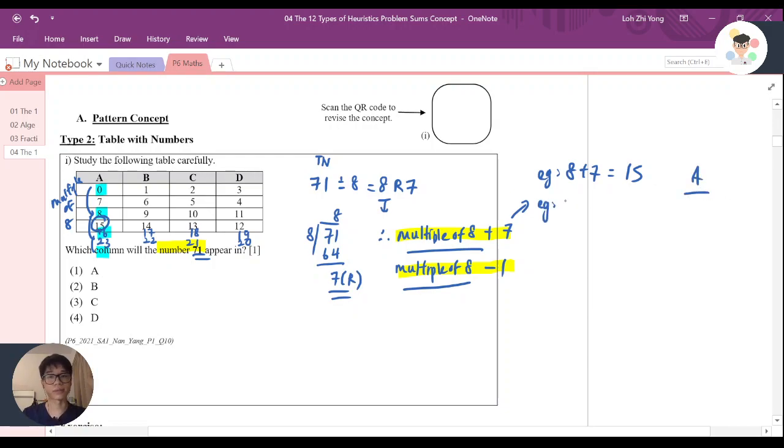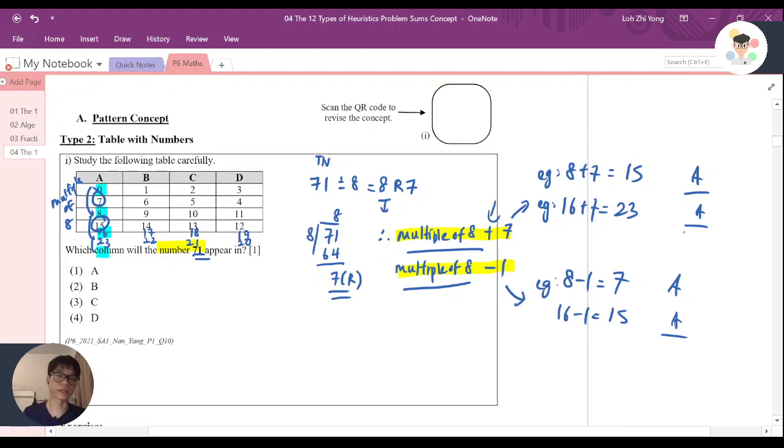Or you can use another example. 16 is also a multiple of 8, right? 16 plus 7 is equal to 23. It's also A, right? That's why I say it's actually A. Or if you want to use the other concept, multiples of 8 minus 1: 8 minus 1 is equal to 7. 7 is also A. Or I can say 16 minus 1 is equal to 15. 15 is also A. That's why the answer for sure is A.